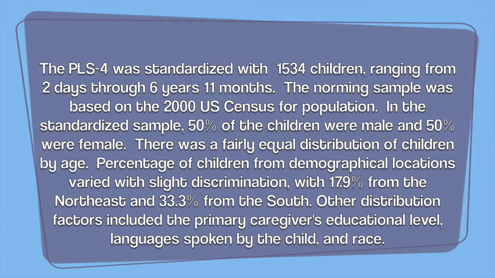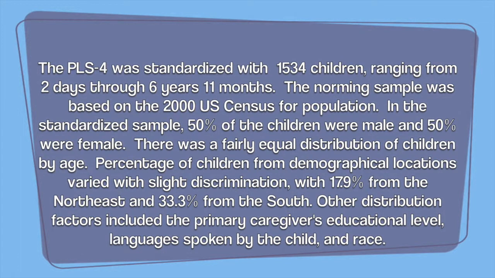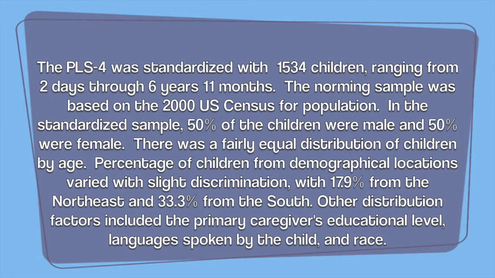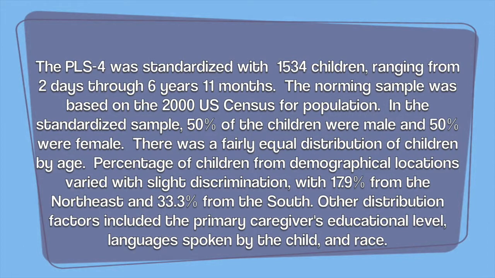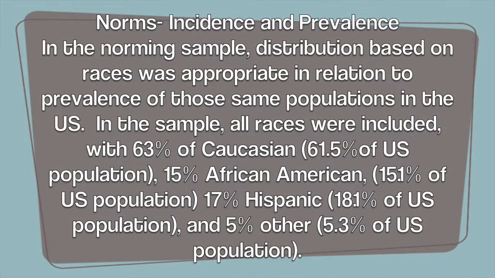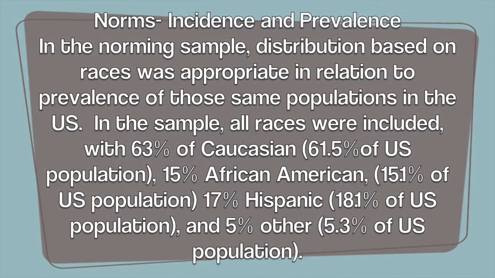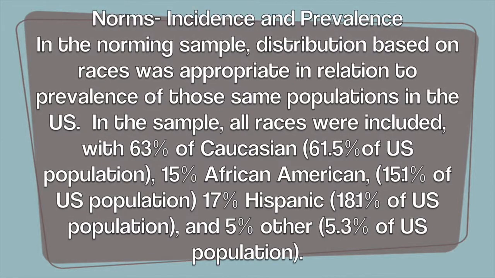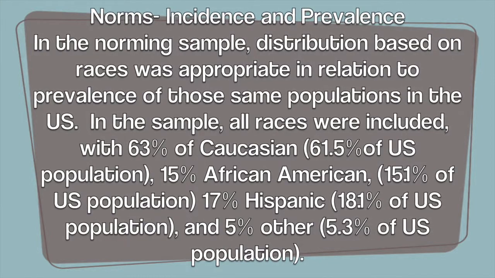Percentage of the children from demographic locations varied with slight discrimination, with 17.9% from the Northeast and 33.3% from the South. Other distribution factors included the primary caregiver's educational level, languages spoken by the child, and race. In the norming sample, distribution based on race was appropriate in relation to prevalence of those same populations in the United States. In the sample, all races were included, with 63% Caucasian, 15% African American, 17% Hispanic, and 5% other.